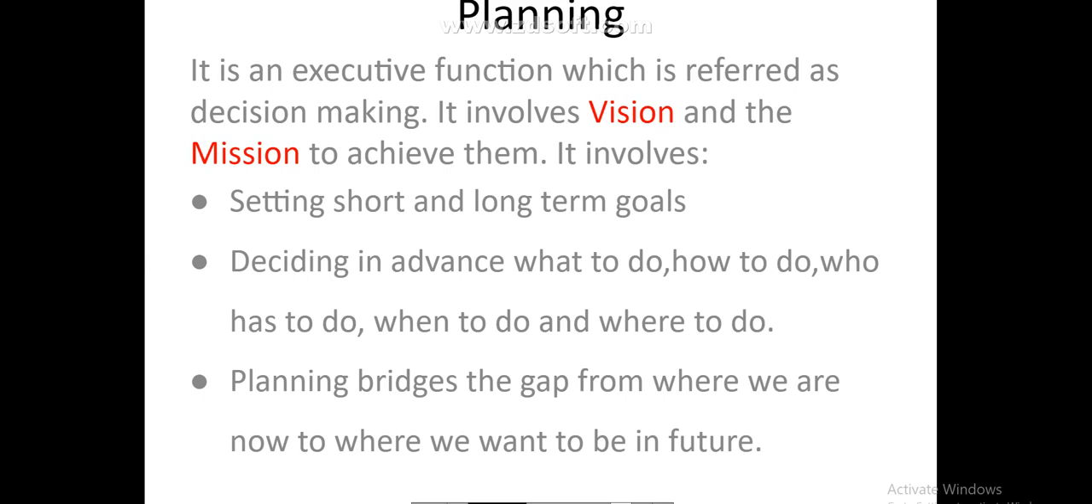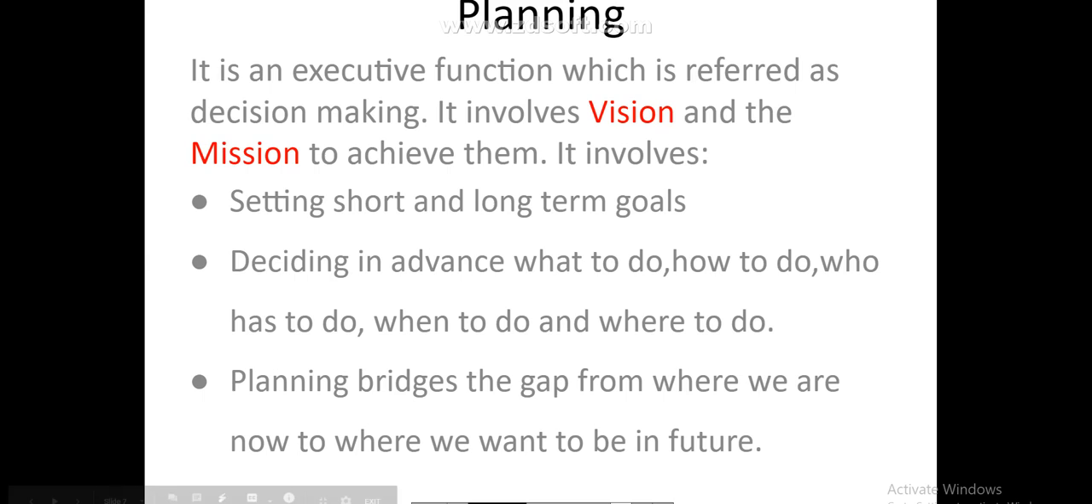It involves setting of short and long term goals. What do I mean by short and long term goals? Suppose we are expanding our organization. That can be called a long term goal. A short term goal is, suppose I want to buy new equipment for a particular department. That can be achieved within a week, but attainment of the organization's goal is a long term goal.